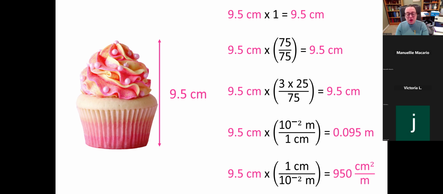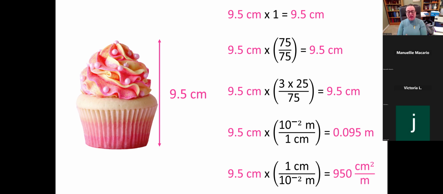But look at what happens when we look at the units when we're all done with it. We end up with units of centimeters squared per meter, which is, again, true, valid, not helpful, not really informative, because nobody knows what a centimeter squared per meter looks like. But that cupcake is 950 centimeters squared per meter tall. Again, true, valid, not helpful. So we want to be careful.